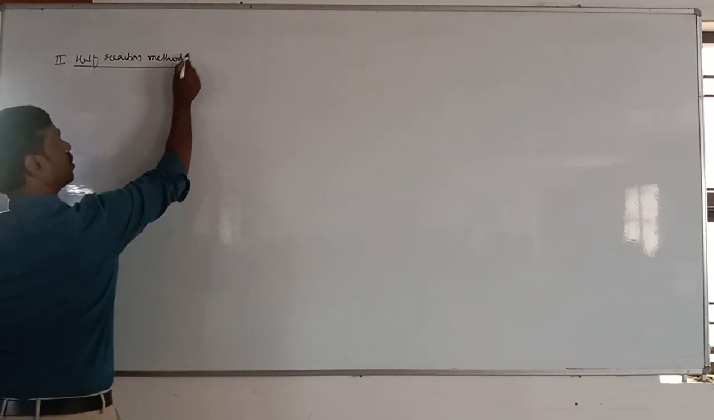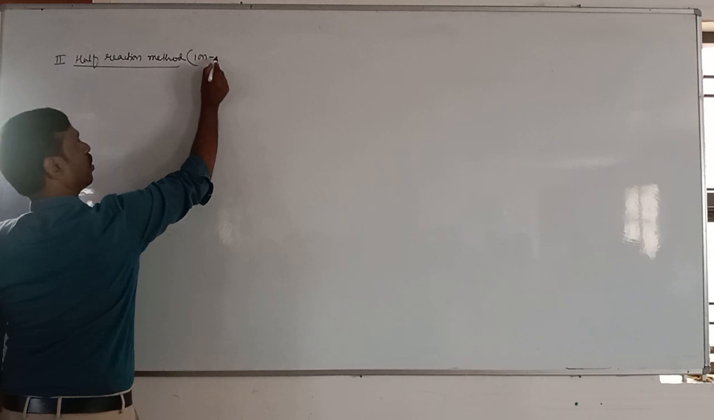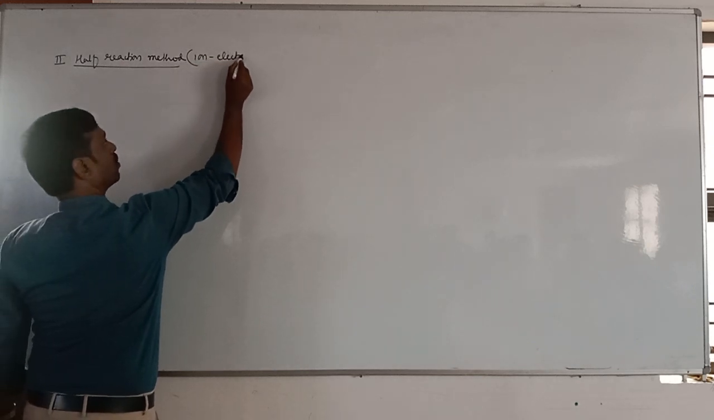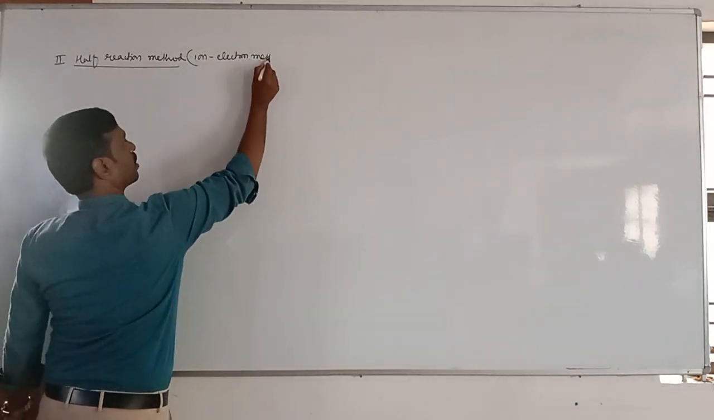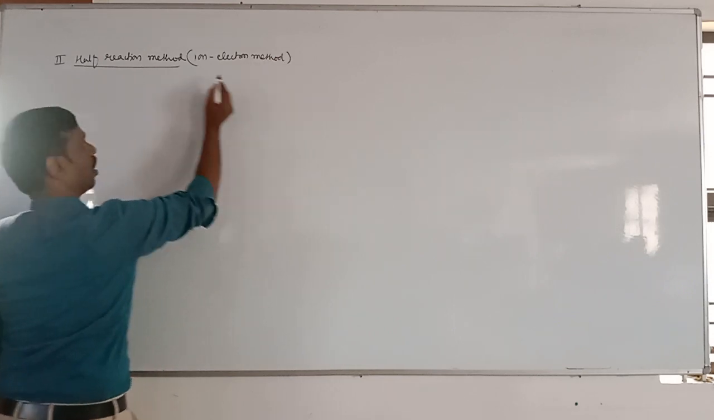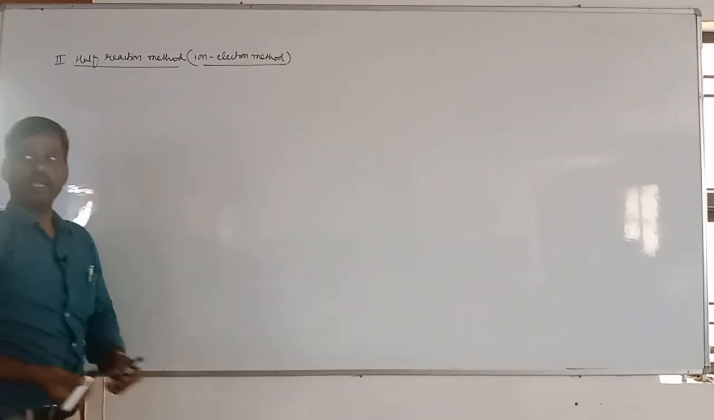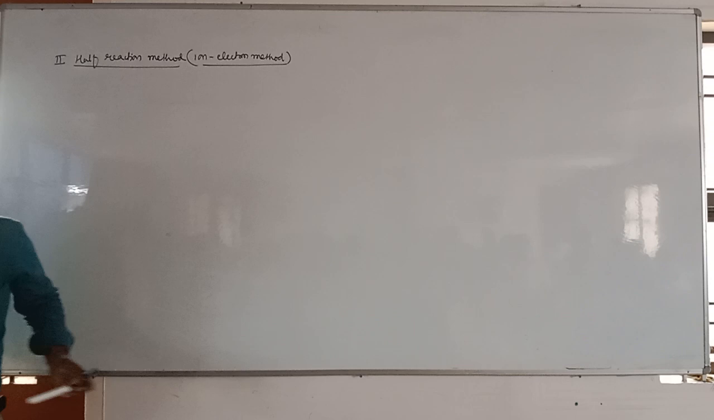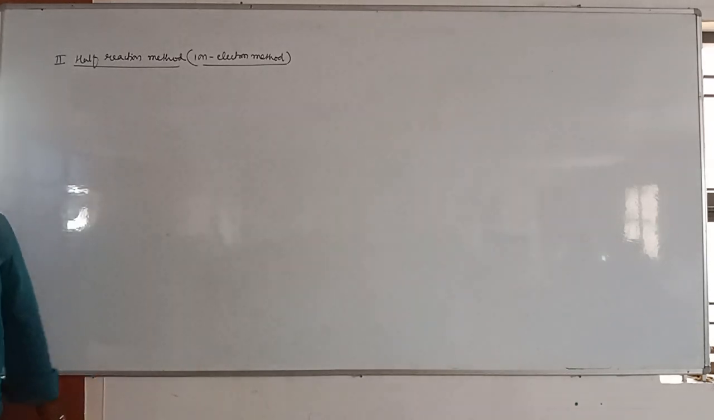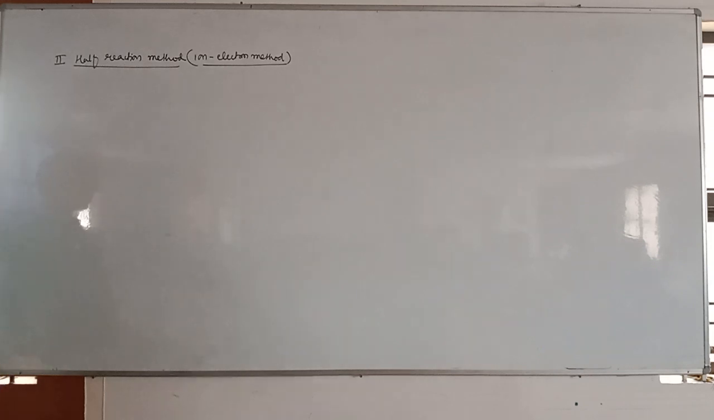Half reaction method, it is also called the ion electron method. Like similar to oxidation number method, except for two or three steps. So half reaction method or ion electron method is exactly similar to oxidation number method.